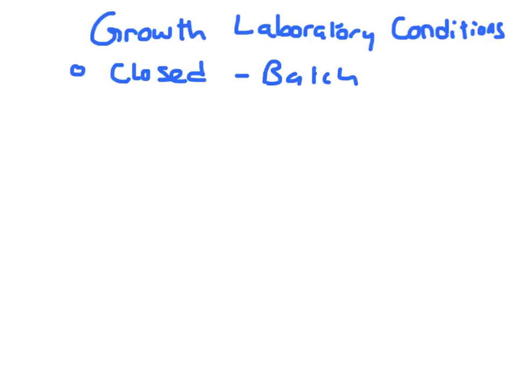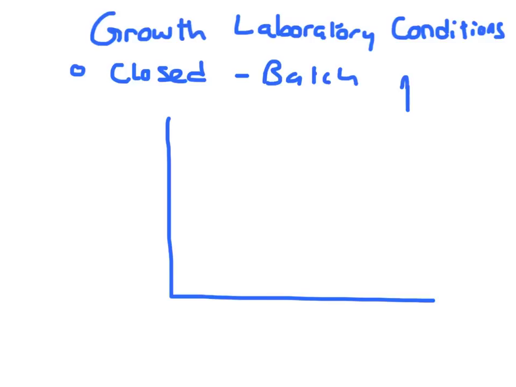What it is going to give us is what's called a growth curve. If we think about this, we have an x and a y axis, and we are interested in the dependent and independent variables. Growth is an increase in number over time, so our independent variable is time. Our dependent variable is cell number.